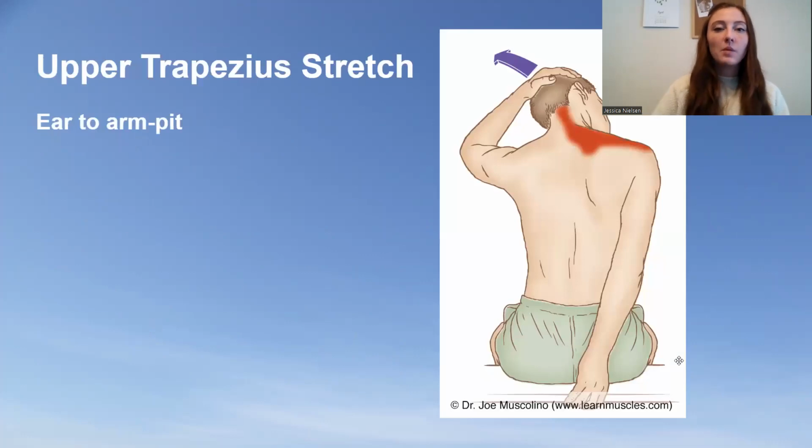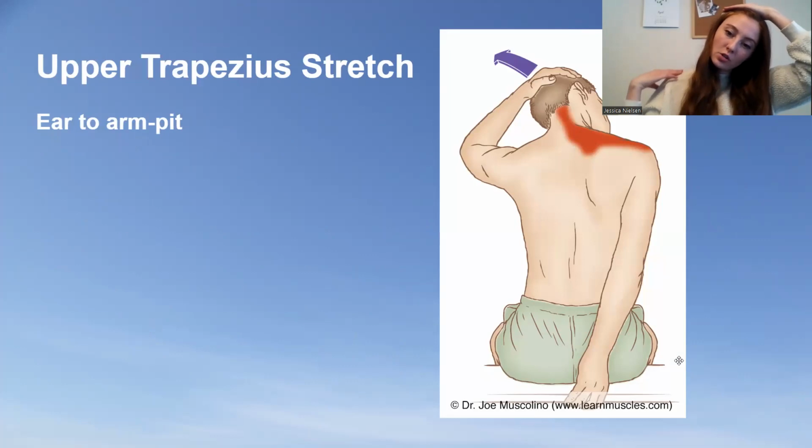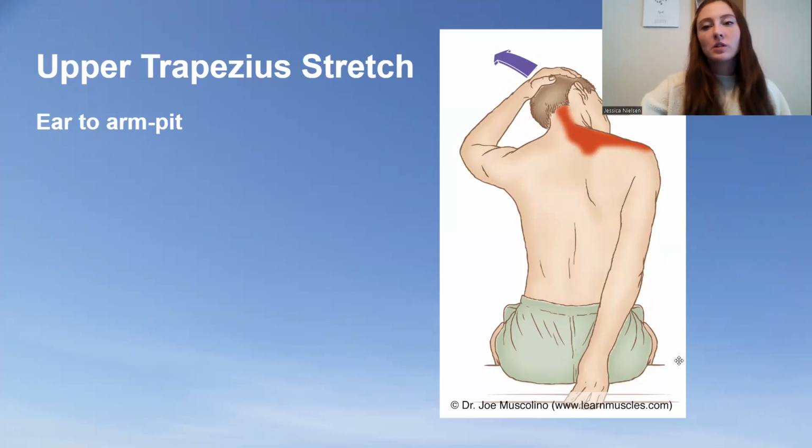But starting with the upper trapezius stretch, with this stretch, we bring our ear to our armpit. So you're going to bring your ear listening to your armpit, and if you need to, you can use your hand to deepen the stretch. Again, making sure that your shoulders are relaxed and your arm is down. And that's going to stretch, as you can see, this upper trapezius area.